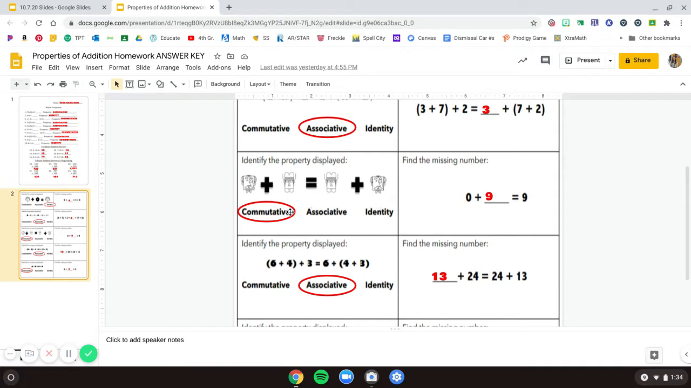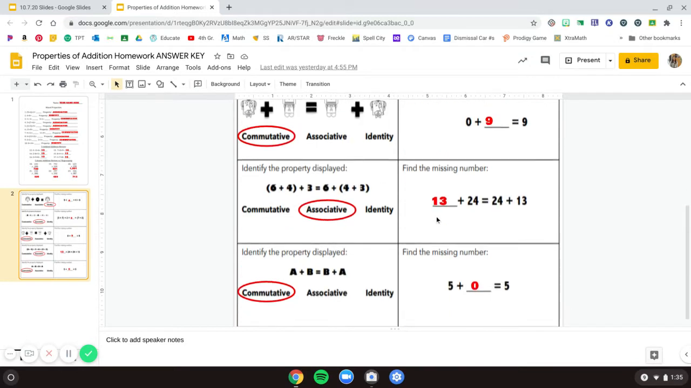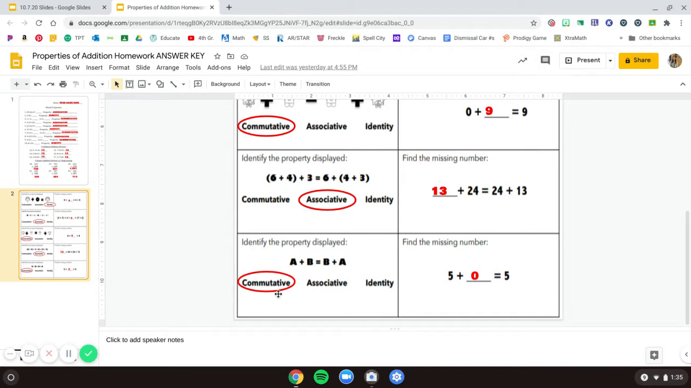This picture showed the commutative property. We were missing a 9 here for that identity property. Associative property on the left. And we are missing a 13 on the left here. Last two, this was the commutative property. And we were missing a 0 to show that 5 plus 0 equals 5.